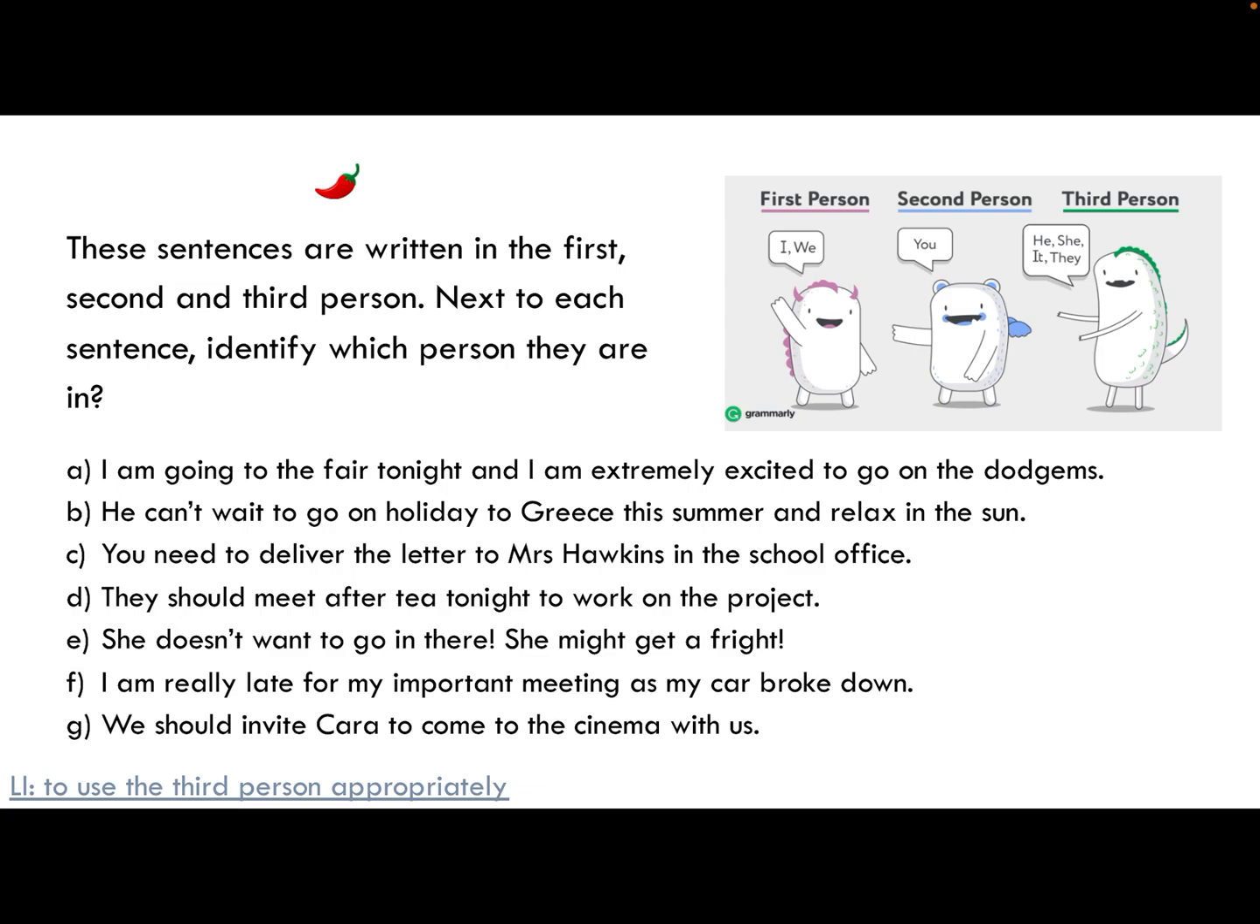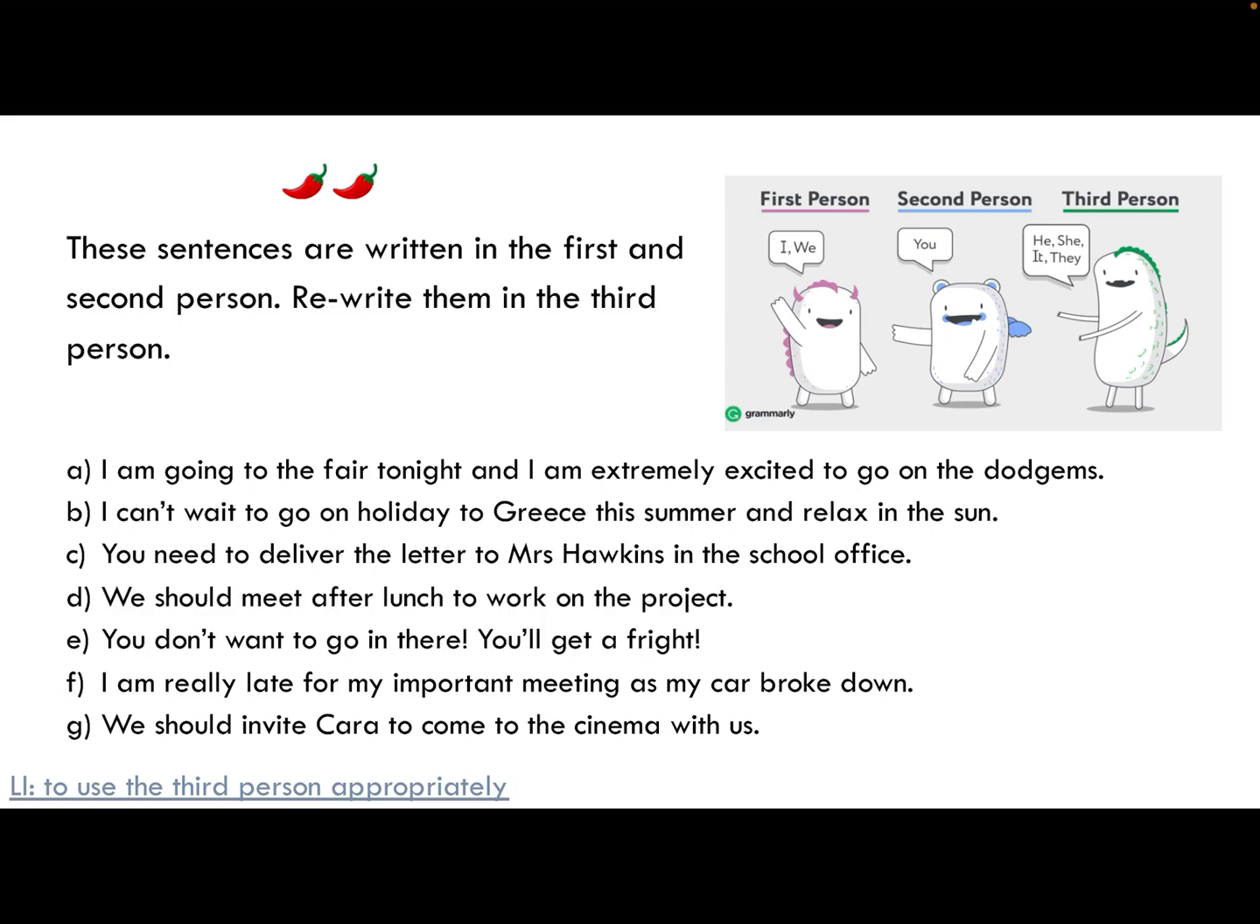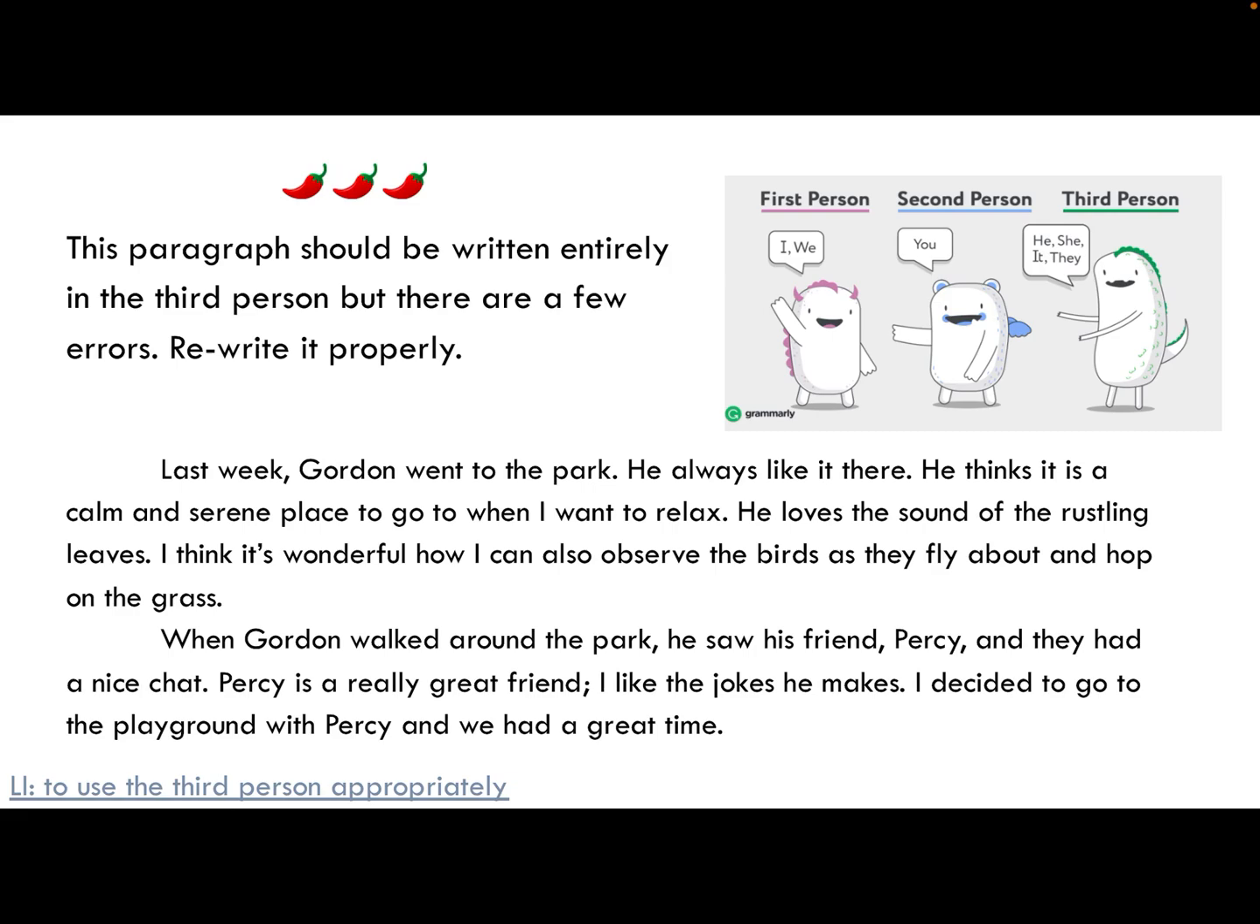So, this is the One Chili Challenge. These sentences are written in first, second and third person. Next to each sentence, identify which person they're in. So you can read them, tell me if they are first person, second person or third person. And here up the side, there are some clues we can look for. If we have a look at the dinosaurs or the monsters, we can see what person they're written in.